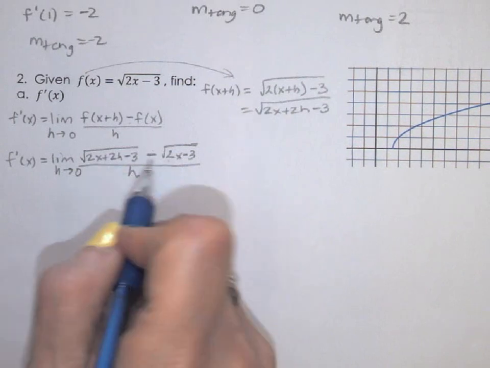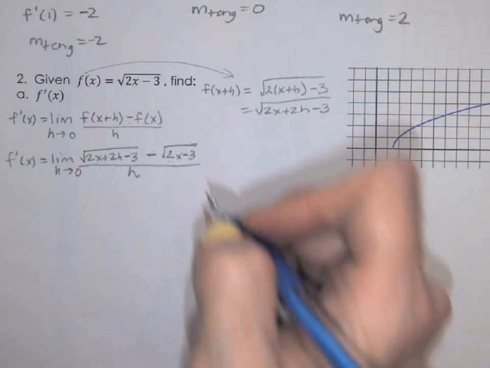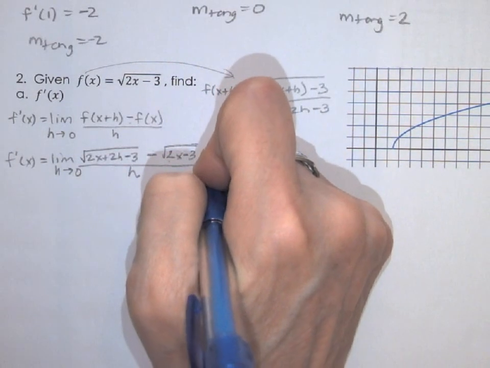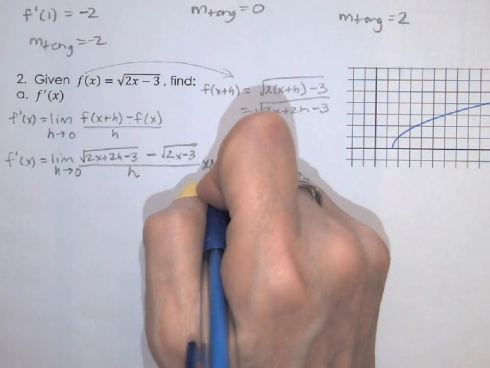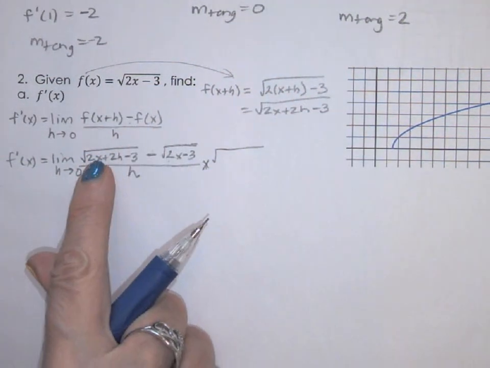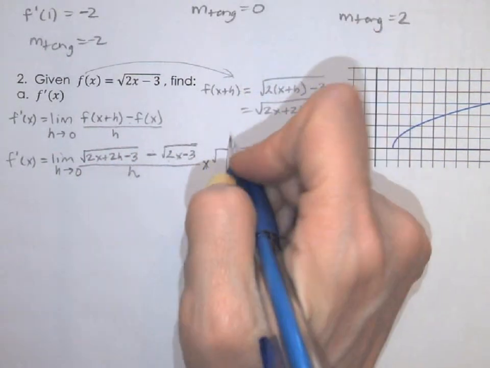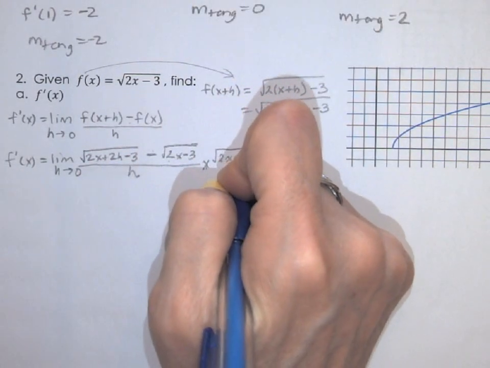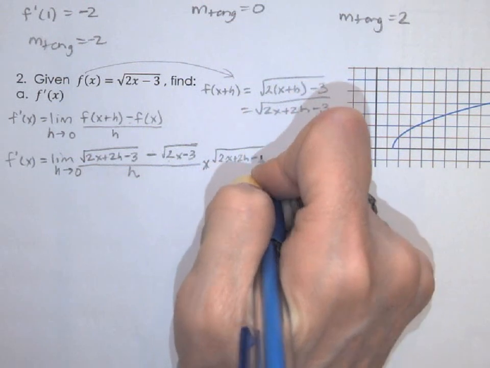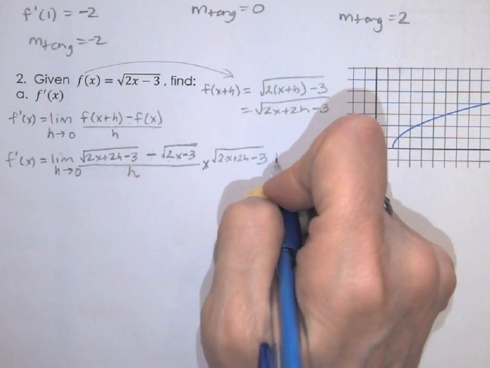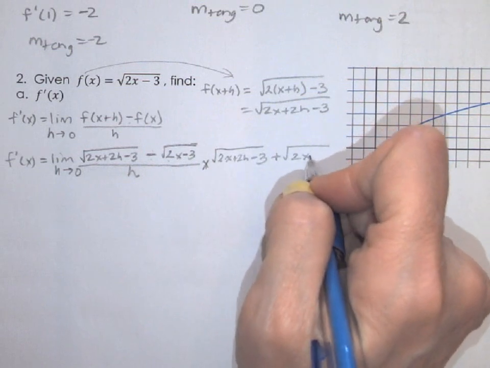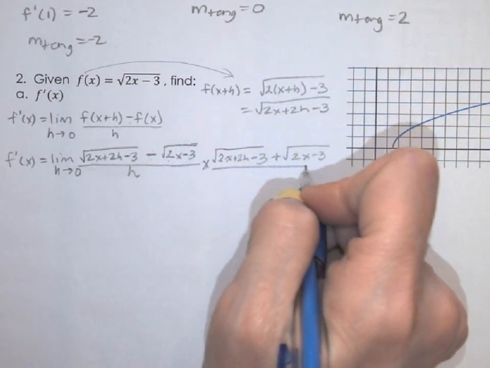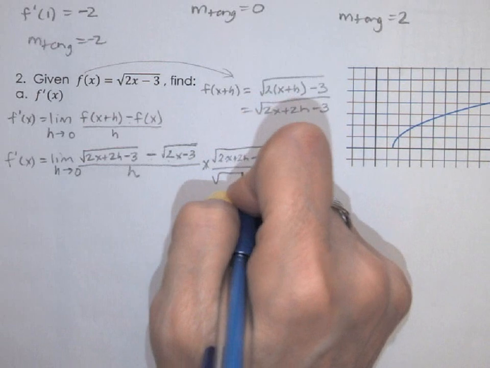So when we have radicals involved, our strategy has been to multiply top and bottom by the conjugate radical. In this case, the conjugate is going to be exactly the same first term here, or first radical, 2x plus 2h minus 3. Opposite sign in the middle. And then the exact same radical here. And then whatever we do to the top, we do to the bottom.